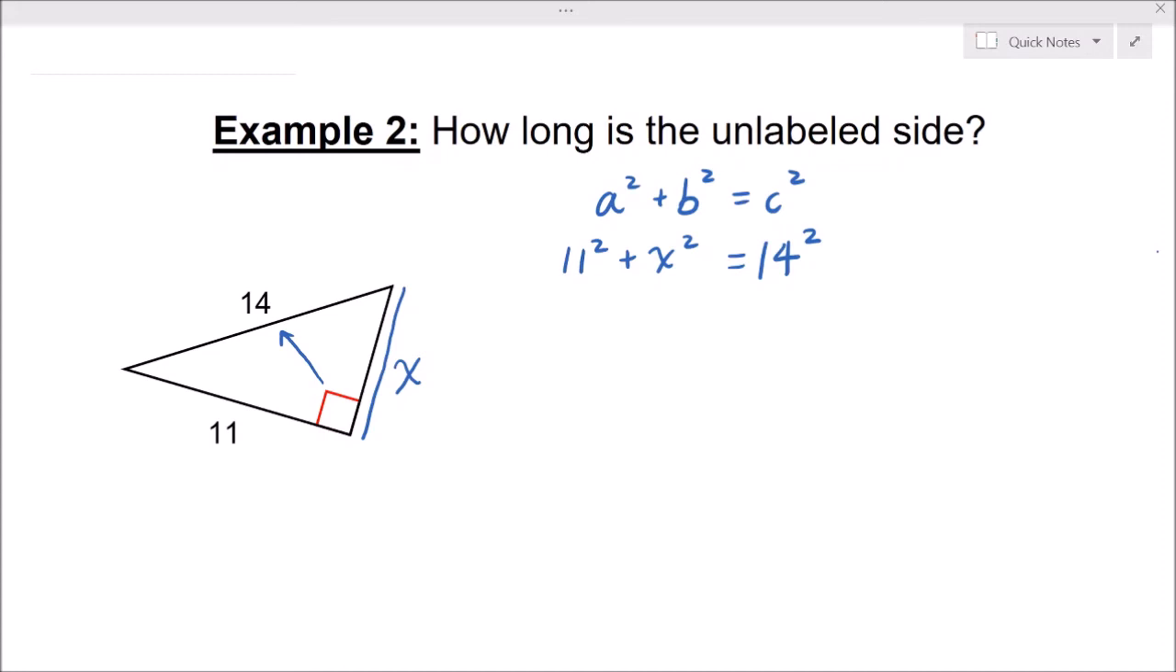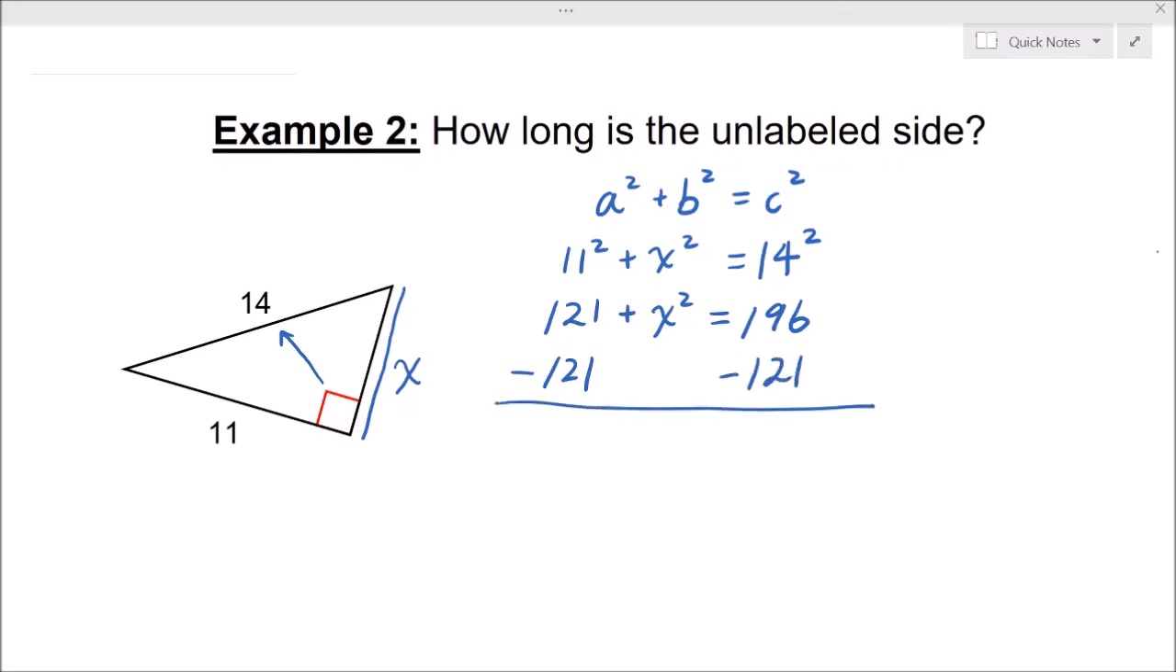Like 11 squared, if you evaluate that, you'll get 121 plus x squared, we don't know yet. We can't do anything with it yet. But then 14 squared is just a number, right? 14 squared is just 196. And then how do we get the x squared part by itself? Well, we've got to get the 121 away. So subtract 121 from both sides. The 121s go away on this side. All we have left on the left side is x squared. And then that equals the right side, 196 minus 121, that's 75.